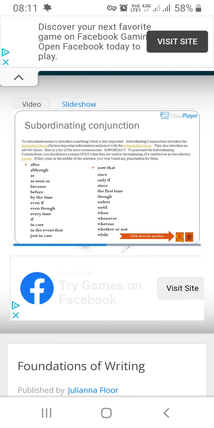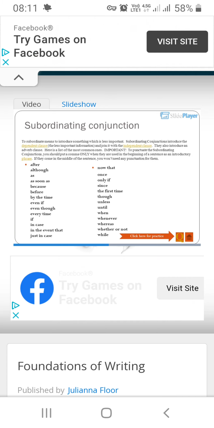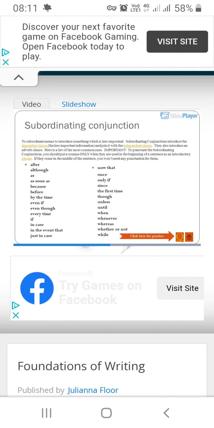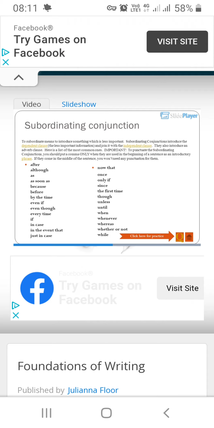Subordinating conjunction. To subordinate means to introduce something which is less important. Subordinating conjunctions introduce the dependent clause, the less important information, and join it with the independent clause. They also introduce an adverb clause. Here is a list of the most common ones.